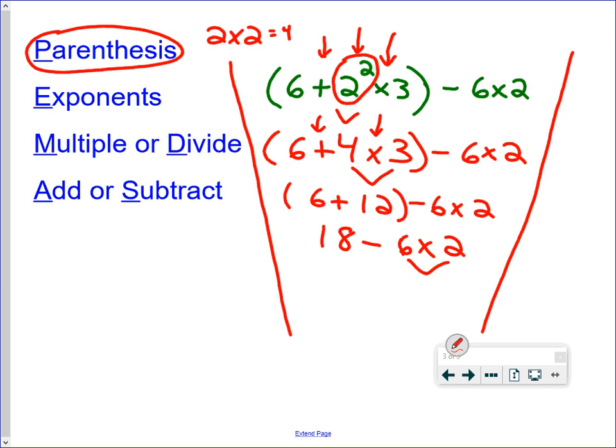What is 6 times 2? 6 times 2 is 12. Now all that's left is subtract. 18 minus 12. 18 minus 12 is 6. So the answer to this order of operation problem is 6.